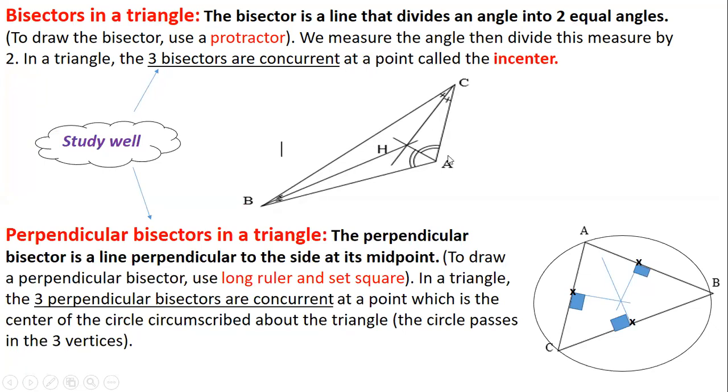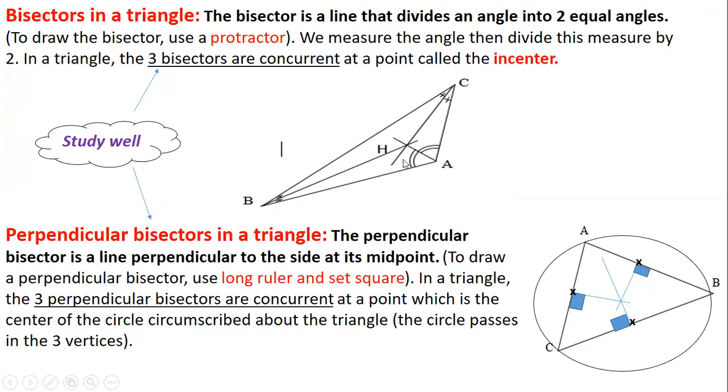Suppose I wanted to draw the bisector of angle CAB. It is at vertex A. So I put my protractor on vertex A, and I measure it. Suppose the measure is 100 degrees. So I divide the measure by 2, it is 50 degrees and 50 degrees. Where I mark the 50 degrees, I join it with A, so I get this line, which is called the bisector.